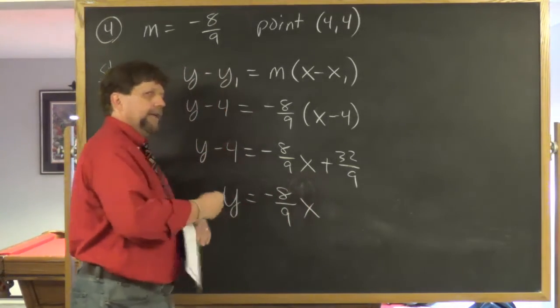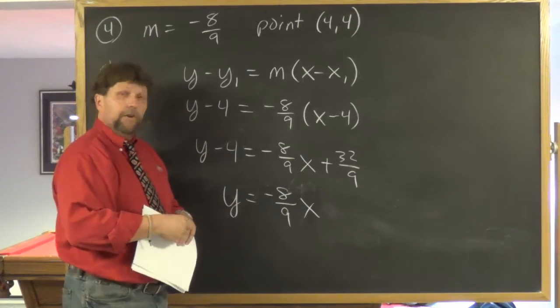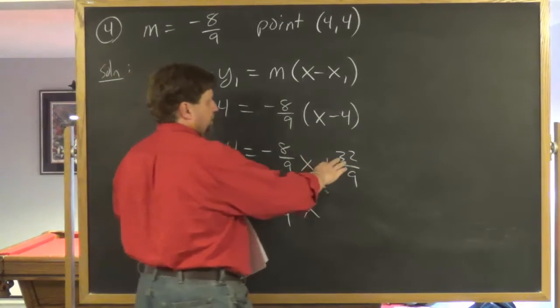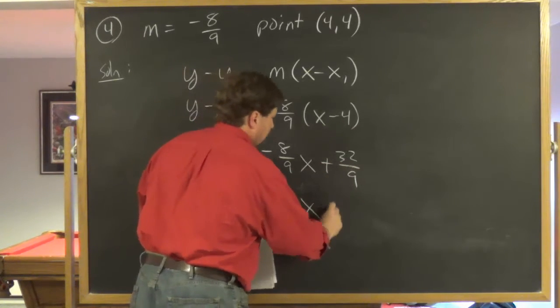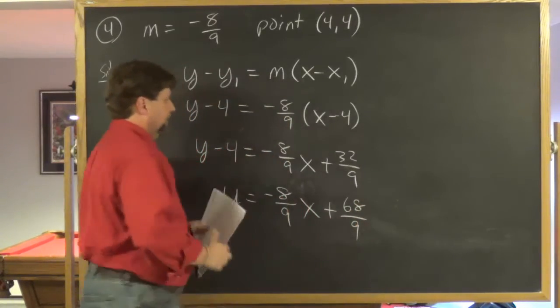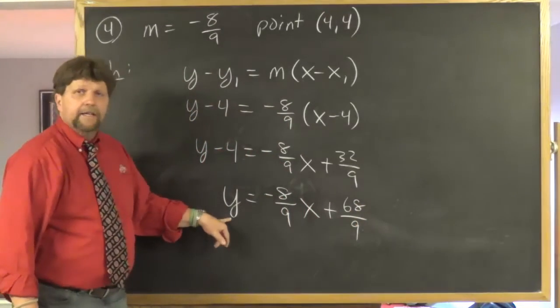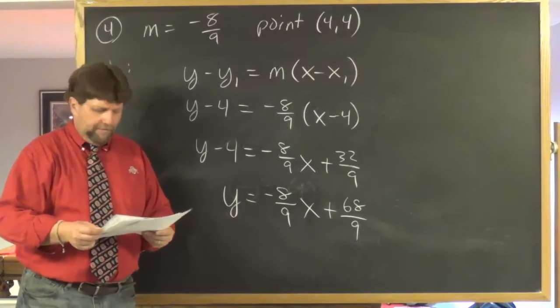See, I add 4. I need to get a common denominator. 4 is 36 over 9. So 32 over 9 plus 36 over 9 is 68 over 9. So this is your answer in slope-intercept form: y = -8/9 x + 68/9. And, well, that's it for number 4.